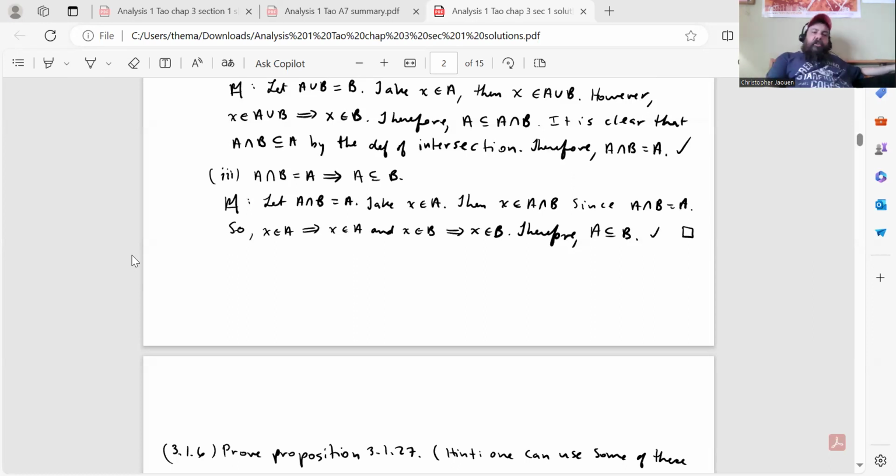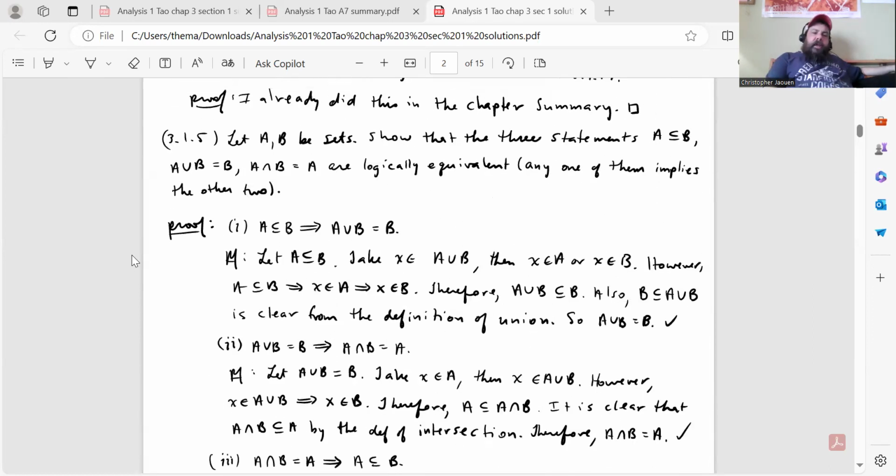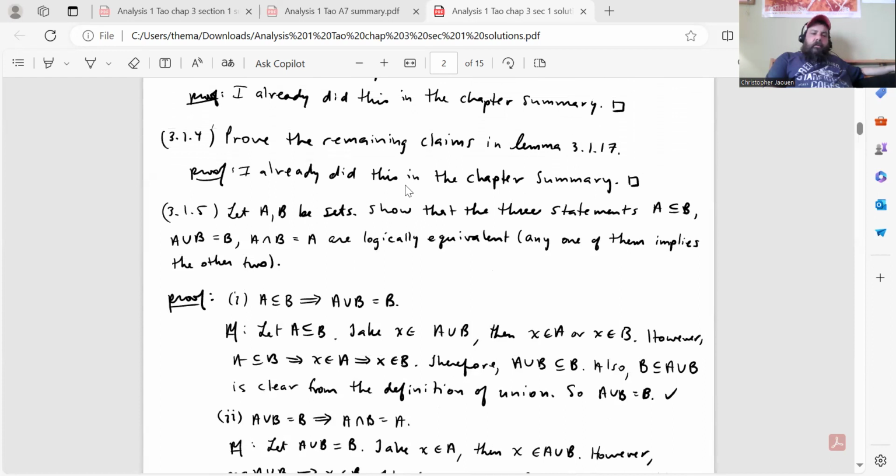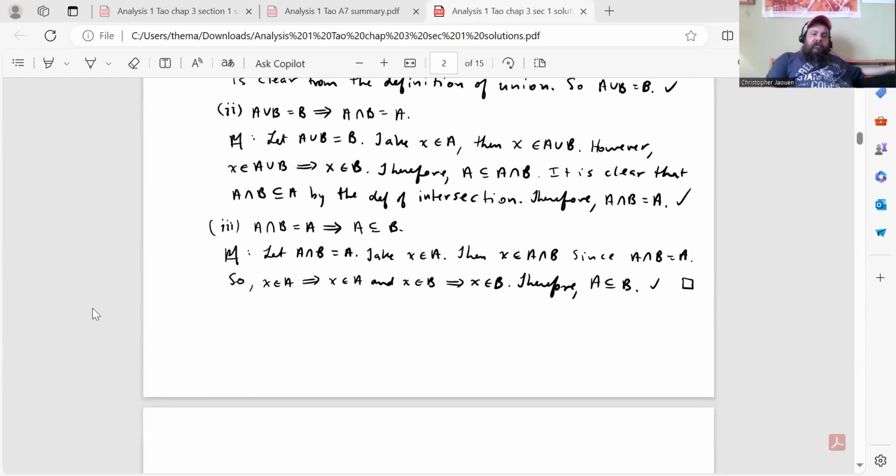Right. And now these three implications taken together show that any one of the propositions here implies the others. So that's the proof.